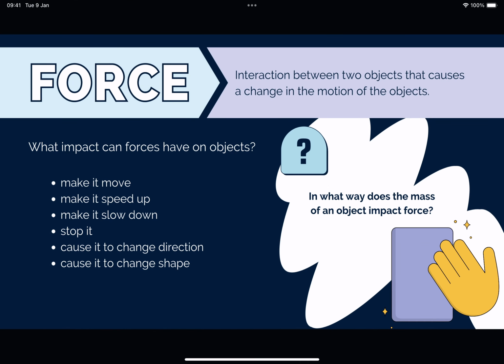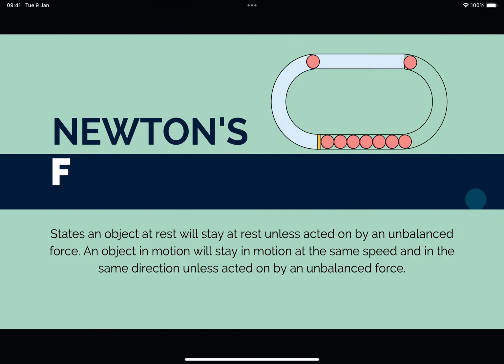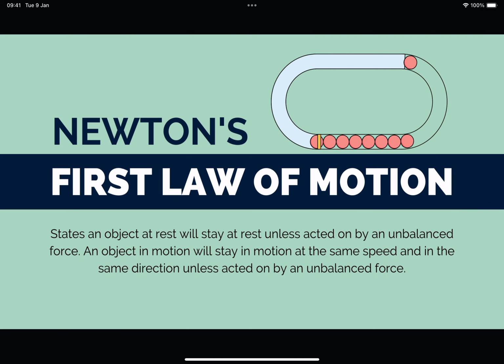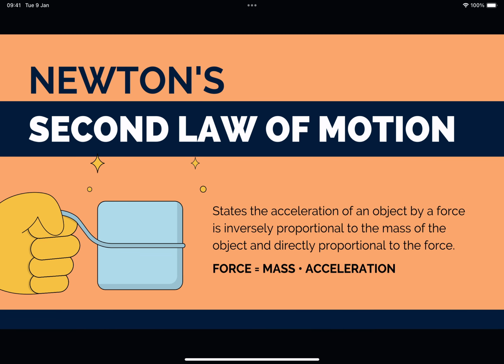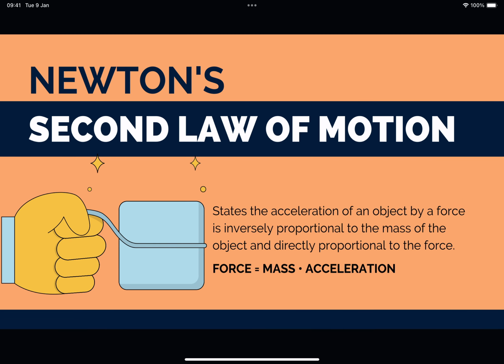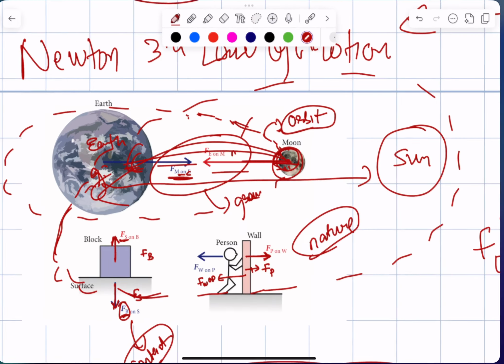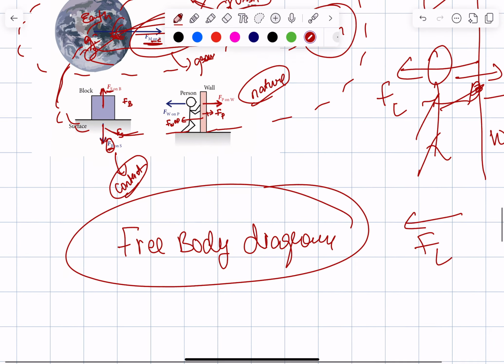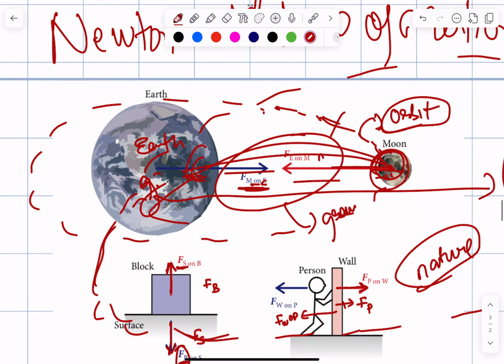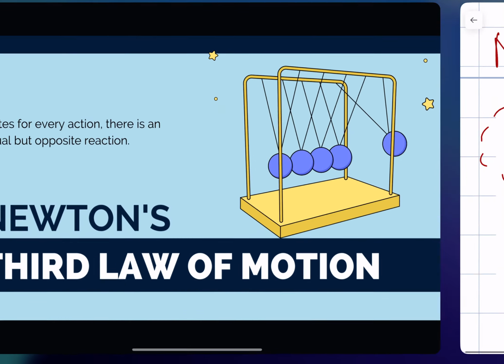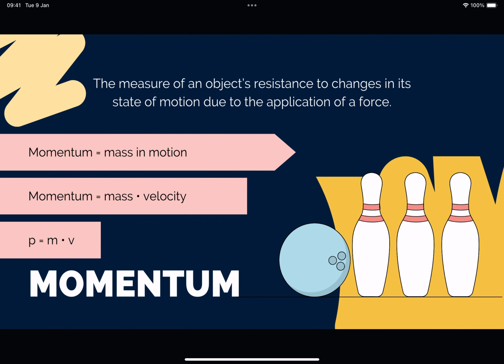Okay, so let's move forward. Is everyone clear with Newton's first law of motion? I hope the definition is crystal clear. Everyone is clear with Newton's second law of motion? I hope the mathematical expression, which is 70% of this chapter, is clear. Thirdly, I hope that Newton's third law of motion is clear, and this force we will be using to make free body diagrams and to explain the nature of the forces. Perfect. Let's move to momentum.